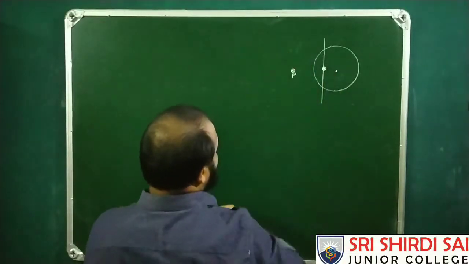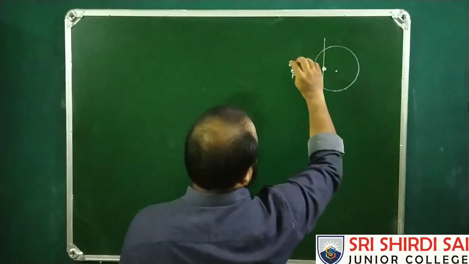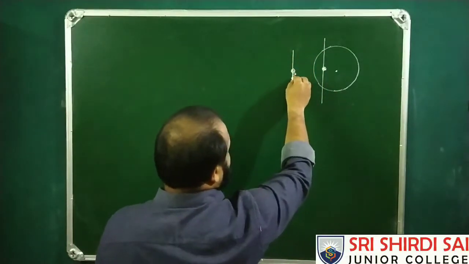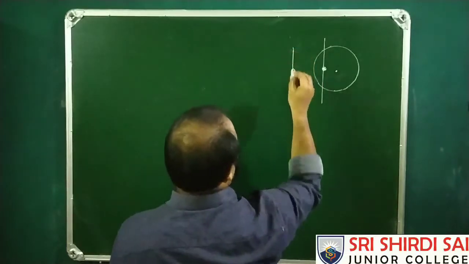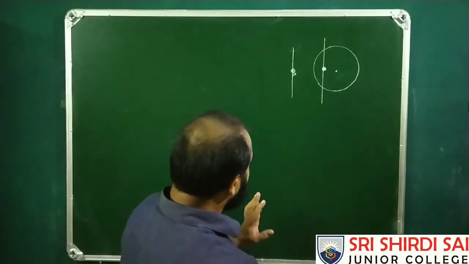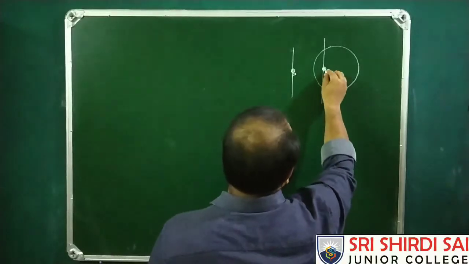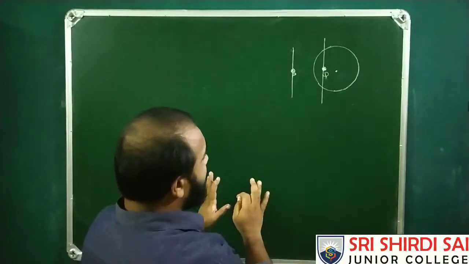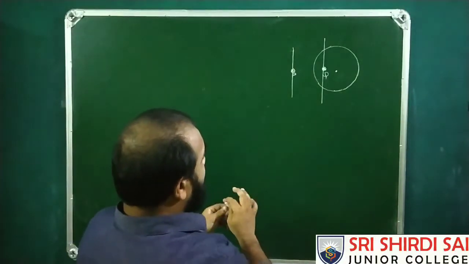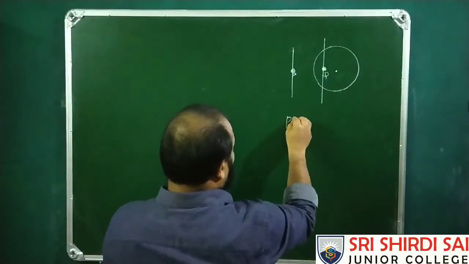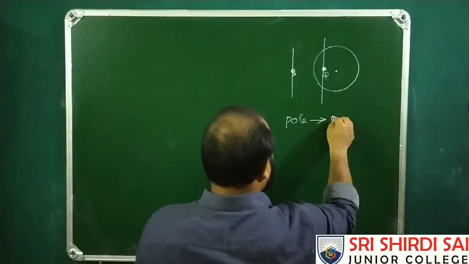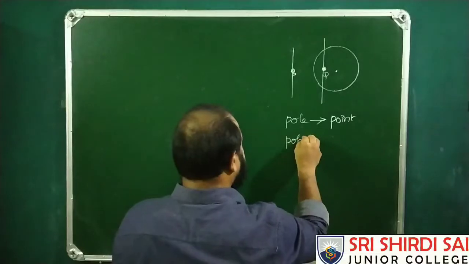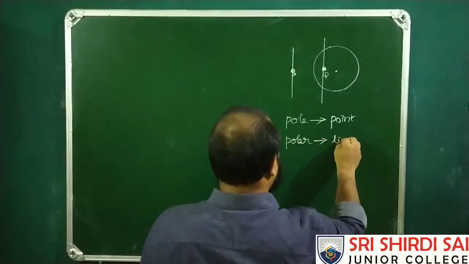So let us suppose that the line is this. Okay, now listen. Here this point is Q, I suppose. Very first, at the outset, I just wanted to tell you, pole means point and polar means it's a line.